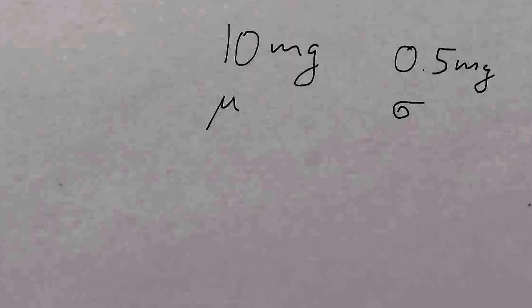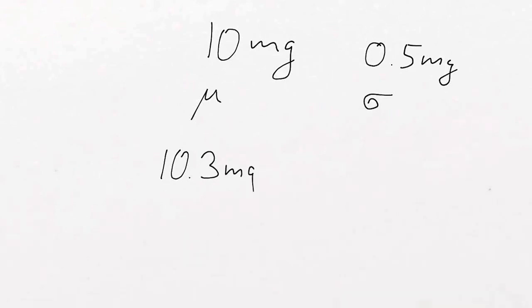Your standard deviation should be 0.5 milligrams. That's 5%, something that the FDA would not allow, but just for simplicity. 0.5 milligram, that's the standard deviation. And now you take a sample and say, is my machine working properly? Is my production line working properly? So what would happen if I find a drug that has 10.3 milligrams? What is my Z score of that? What's the Z score? It's 0.6.